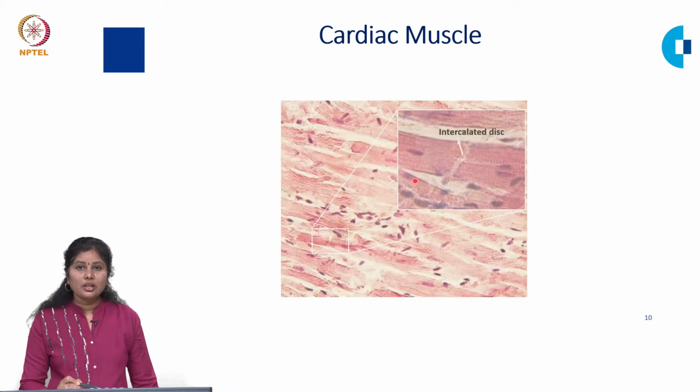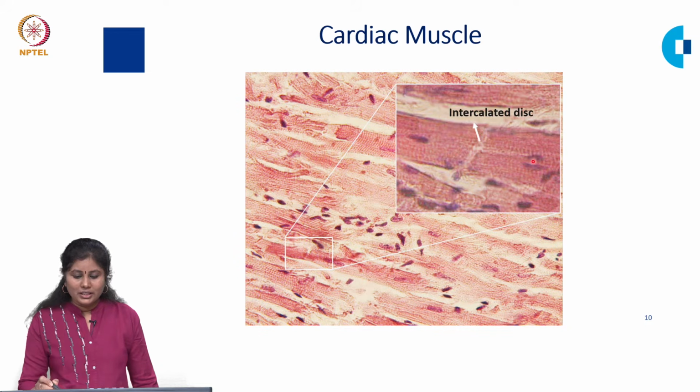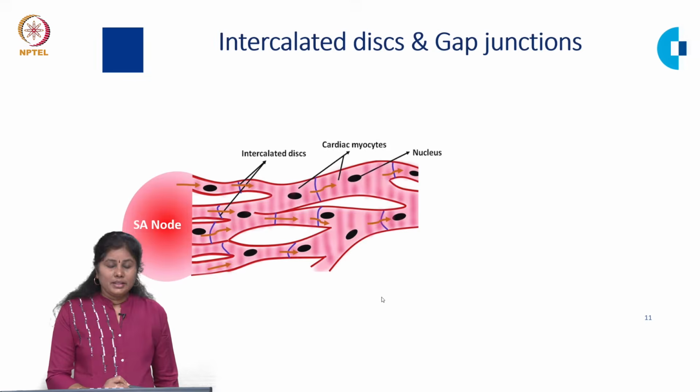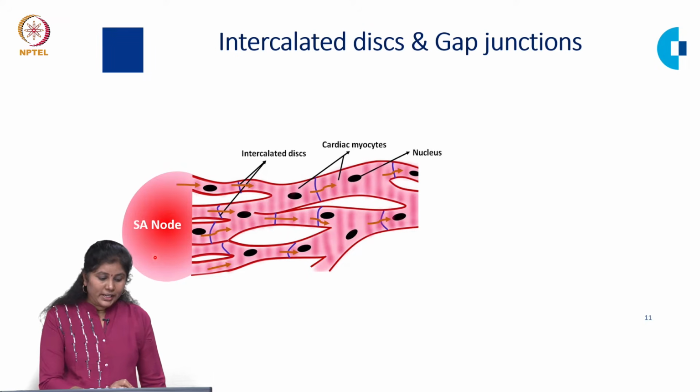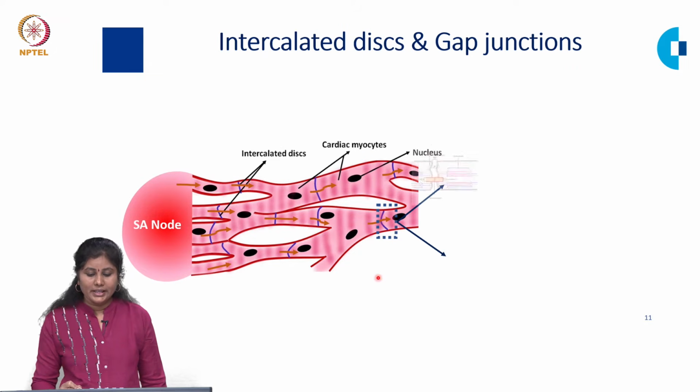See, this is the histological picture of the cardiac muscle, the adjacent muscles. When you expand, here you can see the adjacent plasma membrane of the adjacent cardiac cells. They approximate each other and form this specialized structure called the intercalated disc. Now, when the SA node is generating the action potential, the wave of depolarization is spread from one cell to another via the intercalated disc.